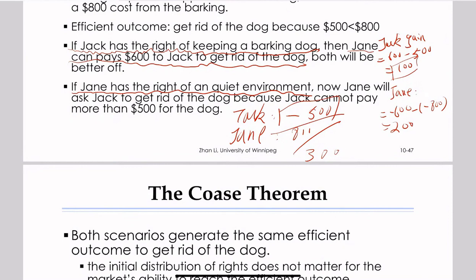This is easy to understand because in the second case, Jane has the right. So by the same reason, you can see that in the first case, when Jack has the right of keeping the dog, then Jane will only get $200 of benefit. But in the second case, when Jane has the right of a quiet environment, Jane will get the $800, a much larger benefit, right? Again, it's really because Jane has the right. So this essentially implies that in the bargaining process, the initial allocation of the rights will affect individuals' benefit or individuals' welfare.